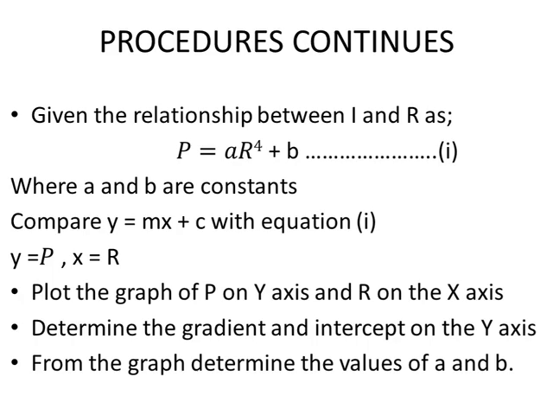Now in another instance, you might be asked to plot P against R. If you are plotting P against R, it means your slope will not be a, small letter a, because you need to separate one R from that R raised to power 4. So you now have P equals aR^3 times R, plus b. So your slope will be aR^3, then the other R will be for your x-axis, plus b, which is your intercept.